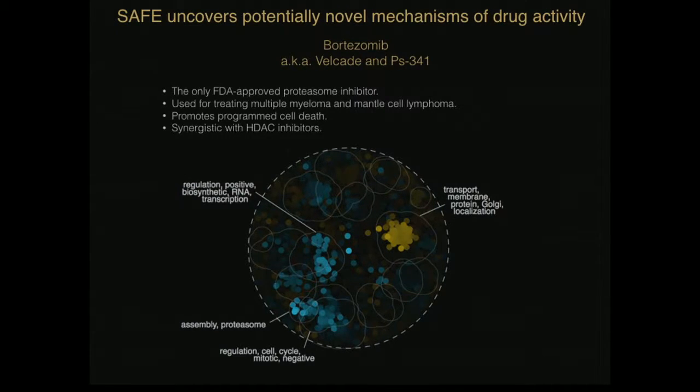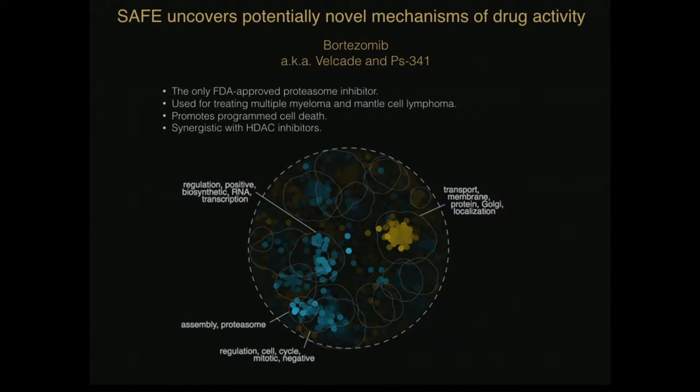So here's a typical case of things you can find with this method. Bortezomib is a known chemical compound. Actually, it is FDA approved, it's an anti-cancer drug. And the SAFE profile showed that three major regions were enriched for sensitivity: transcriptional regulation, assembly of the proteasome, obviously, and cell cycle regulation.